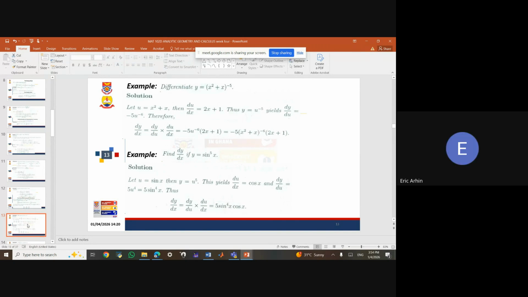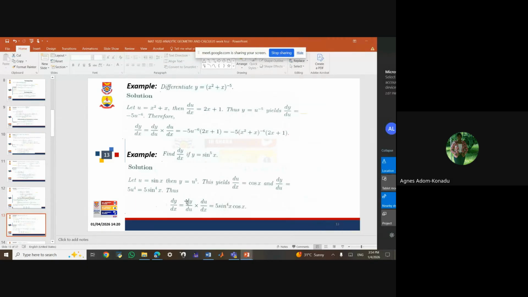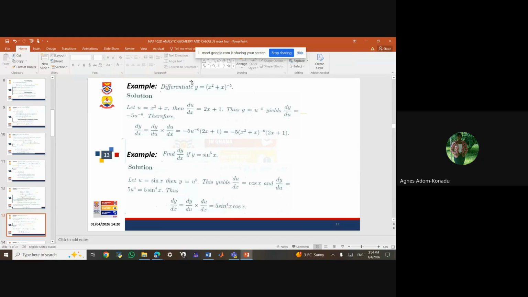So example. You have y is equal to x to the power 2 plus x, all to the power minus 5. Okay. So to differentiate this, we want to use the chain rule. So I will let what I have in the brackets be my u. So I have u is equal to x to the power 2 plus x. Then I will differentiate this u.